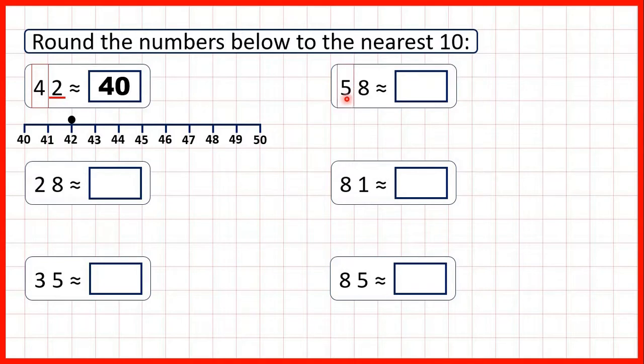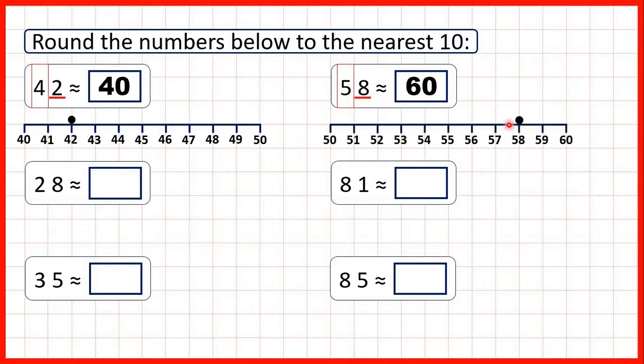So now let's try 58. Again, we can circle our tens digit because we're rounding to the nearest 10 and underline our ones digit. This time we have an 8. And remember, if we have 5 or more, we round up. Now when we round up, the digit that we've circled increases by 1. So this 5 is going to become a 6. The ones digit turns into a 0, so we get 60.